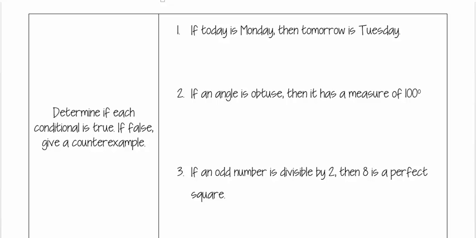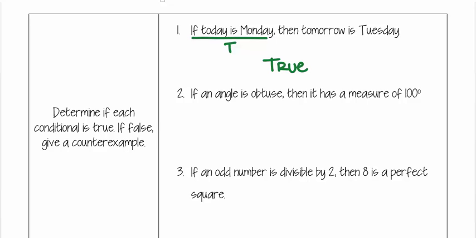So this says, determine if each conditional is true. If false, give a counterexample. This first one says, if today is Monday. So we're going to assume that's true. If today is Monday, then tomorrow is Tuesday. Would that be true? And it would be. There's no other way, if today is Monday, that tomorrow could not be Tuesday.